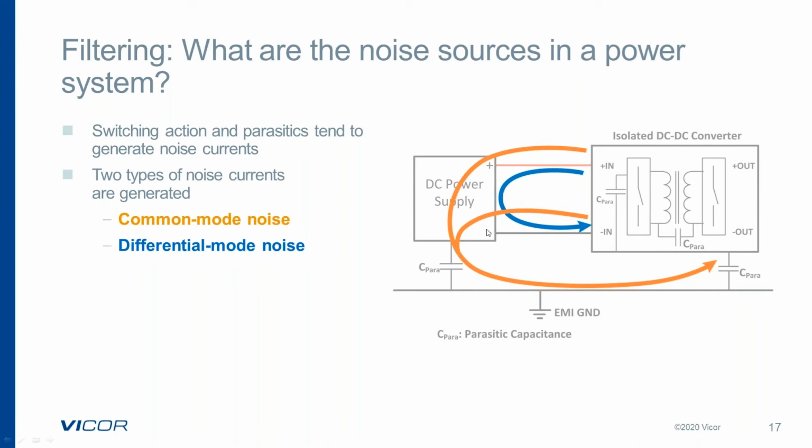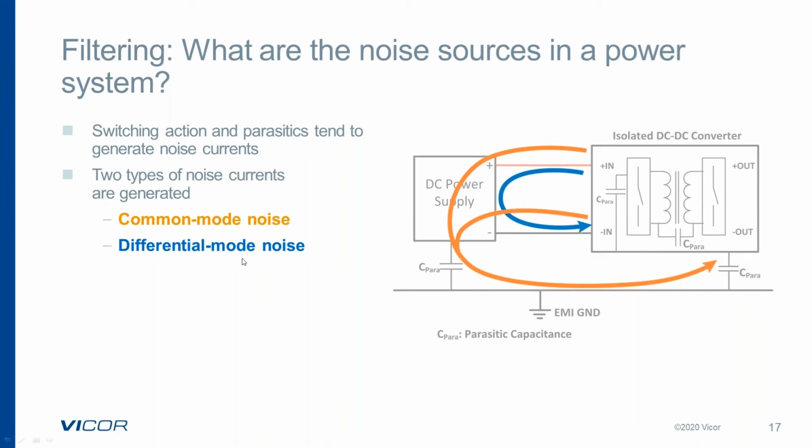The common mode noise signature is a noise current that is present on both lines, and it wants to make its way back to the DC to DC converter through parasitic capacitance on the EMI ground plane beneath the DC to DC converter, or the base plate of the DC to DC converter. So that noise signature is identical from both lines, positive in and minus in, to ground. And it's the parasitic capacitance in the system that carries this noise current.